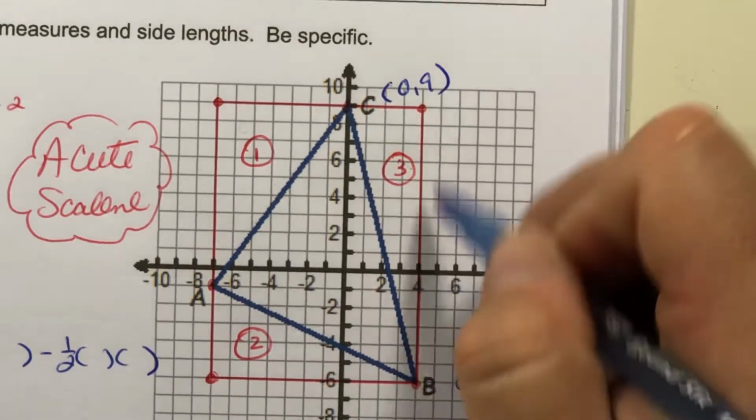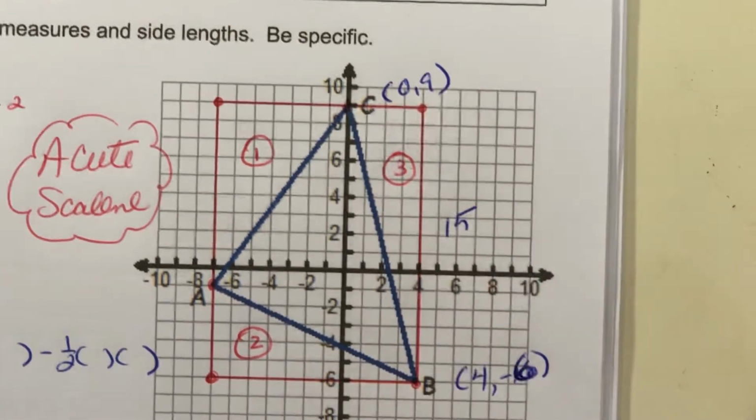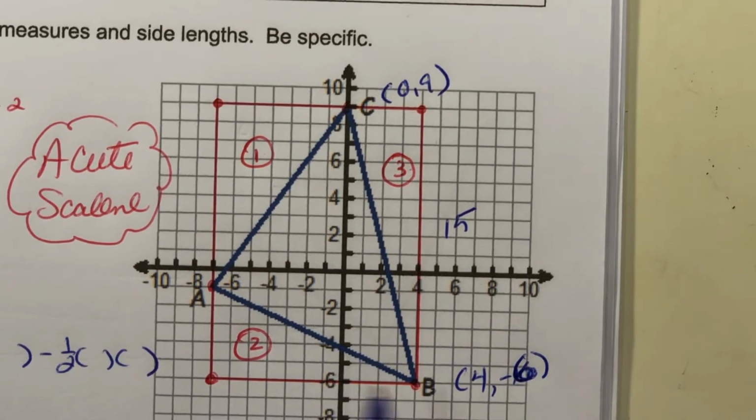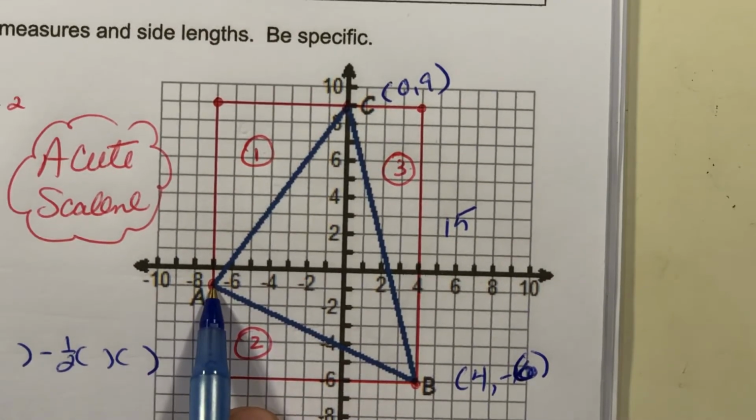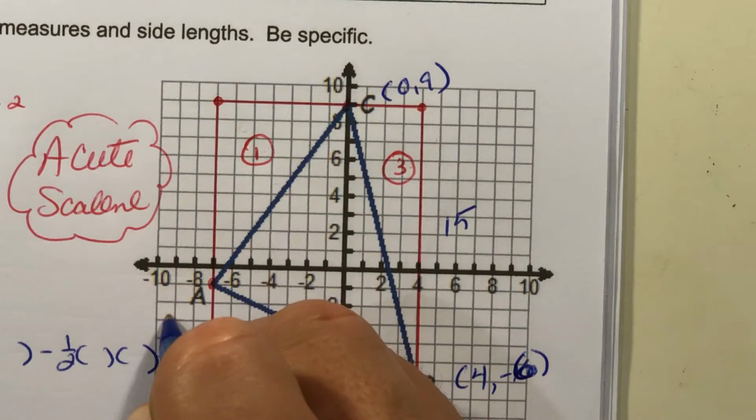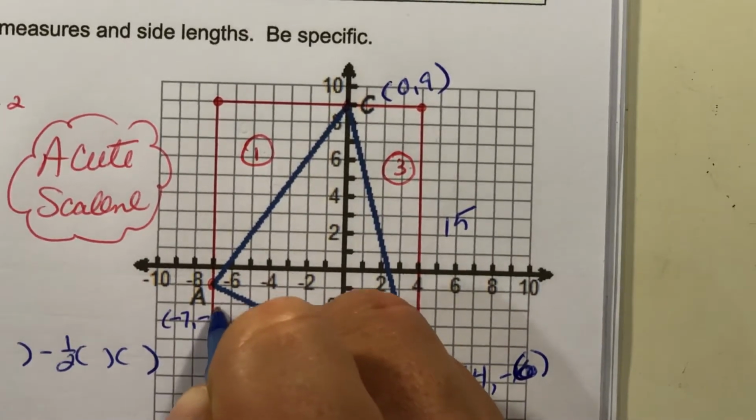That means this entire length is 15, okay? Let's go down the bottom here. Let's find this bottom length. Point A is over here. Point A is located at negative 7, negative 1.